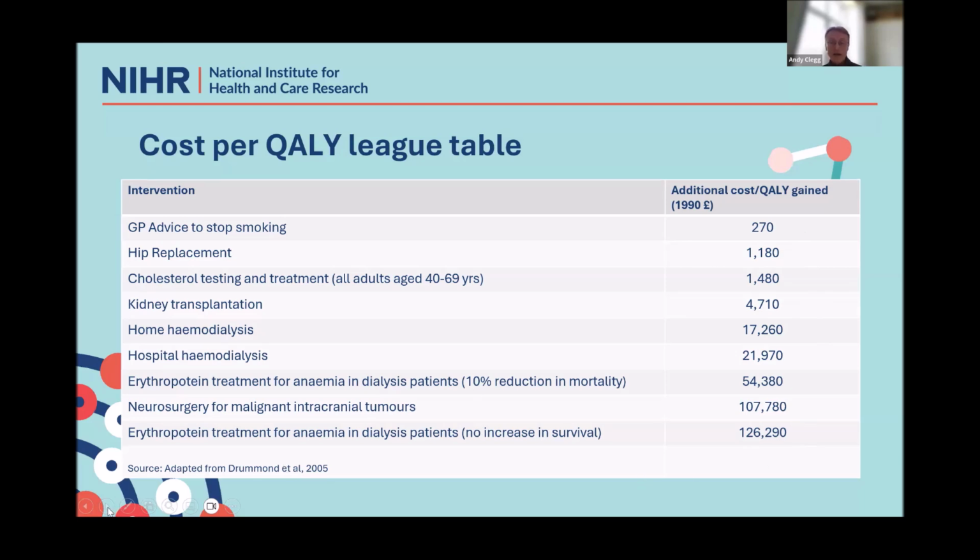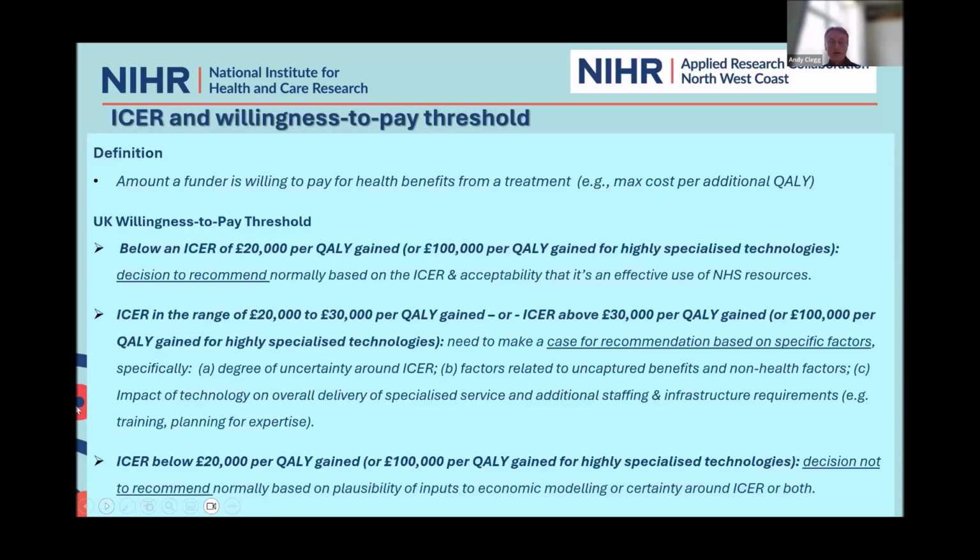Because we have a finite budget, we have to work out how we decide which of those should be taken forward and which ones we wouldn't necessarily do. Decision-making bodies do that by setting thresholds. This is the willingness to pay threshold, which is effectively the amount that whoever's funding it, whether that be a country or a particular organisation, is willing to pay to get that extra benefit from the new treatment.